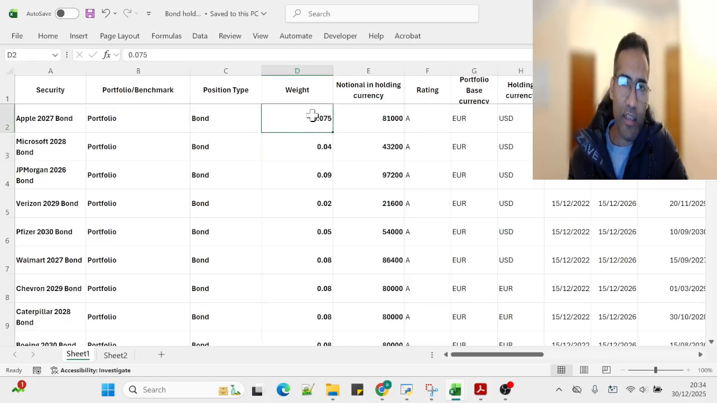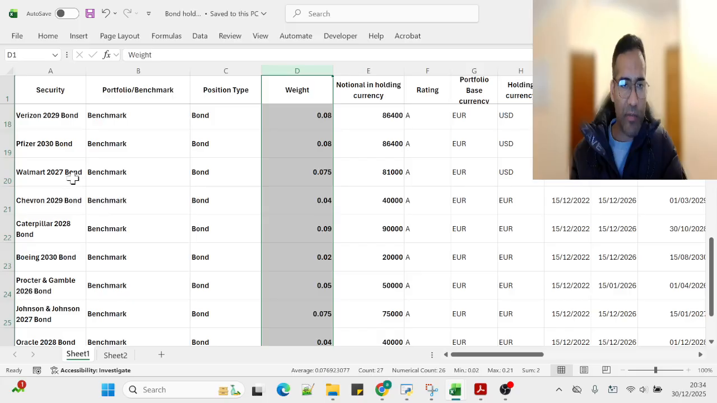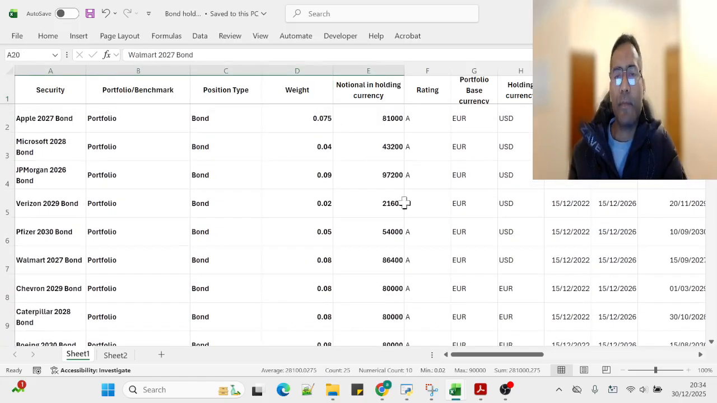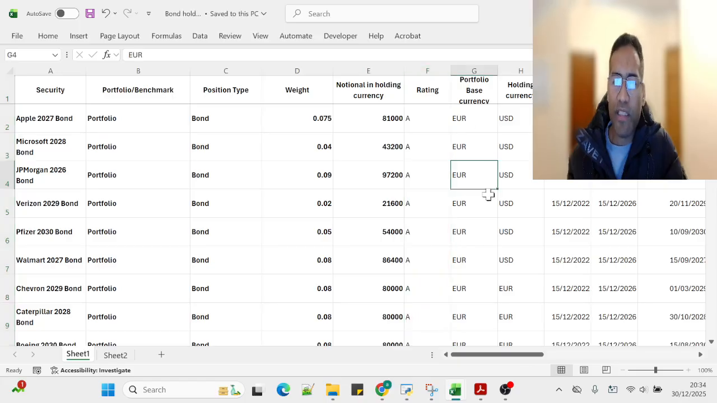These weights sum to one for the portfolio and one for the benchmark. Below are our benchmark portfolios, and this is the rating. Everyone is A rated, again a simplification. Each bond can have a different rating. The portfolio base currency was euro and the holding currency was USD or euro.